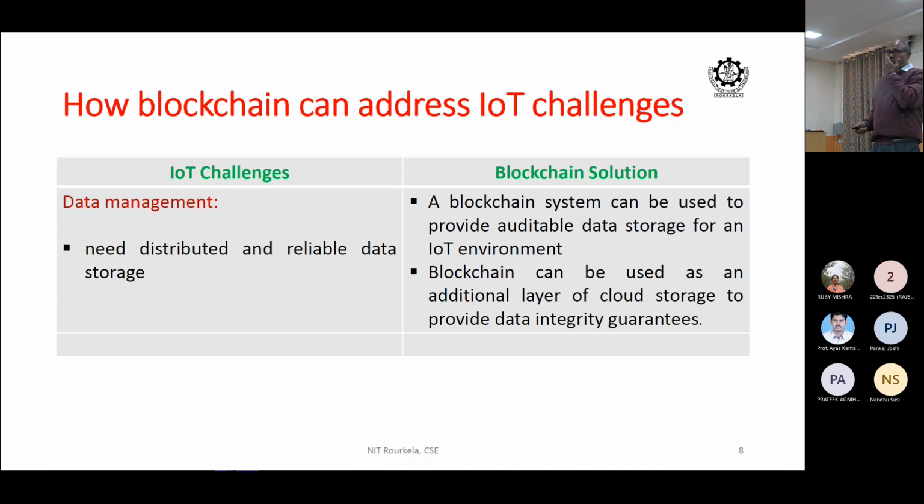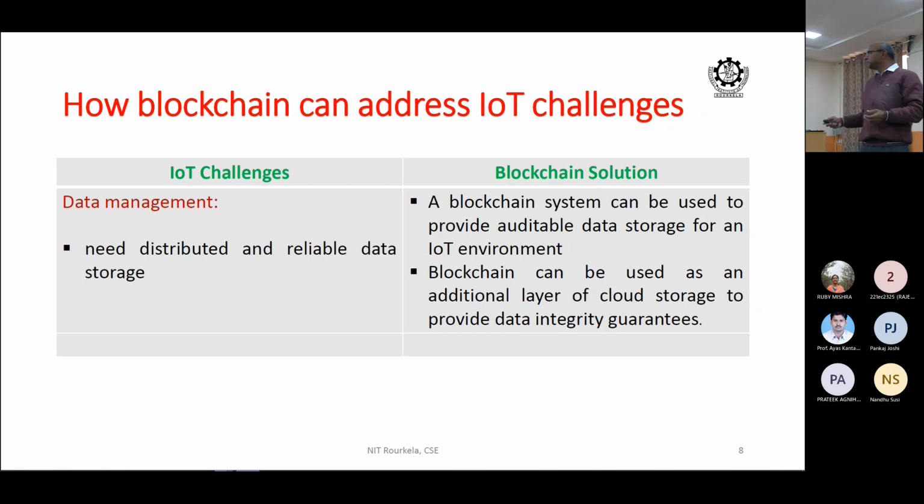Let's look at data management. We look at the system, we look at the data, and IoT needs a distributed and reliable one. So what is the problem with IoT? The data is collected, the volumes of data are large, and it is processed and stored. When you store it, it's centralized storage. Since it's a centralized architecture, everything is stored in some central server, and the moment it's a centralized architecture, there is a single point of failure.